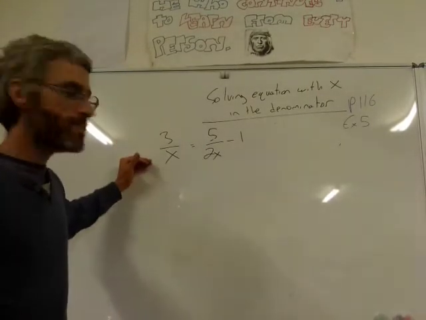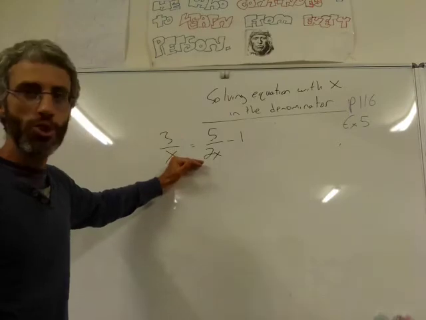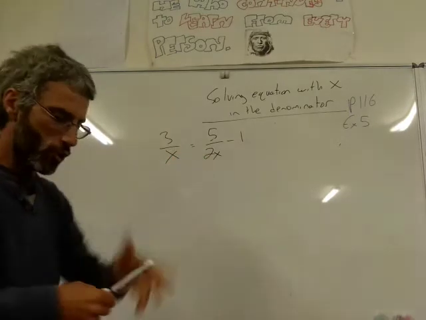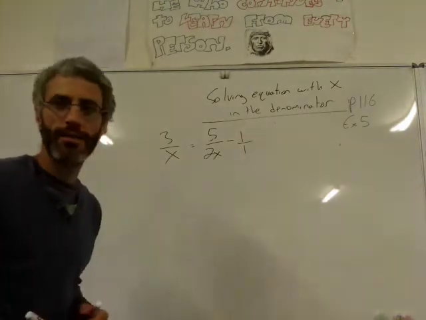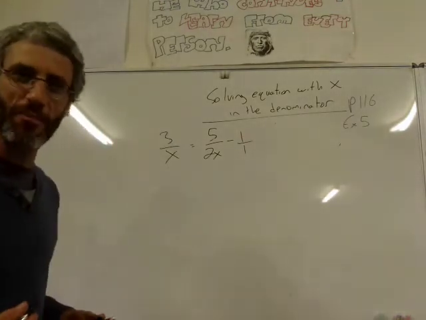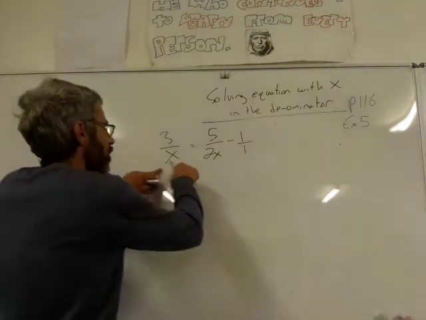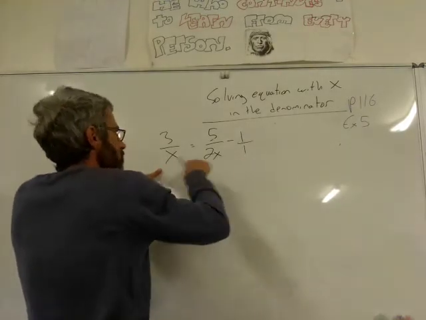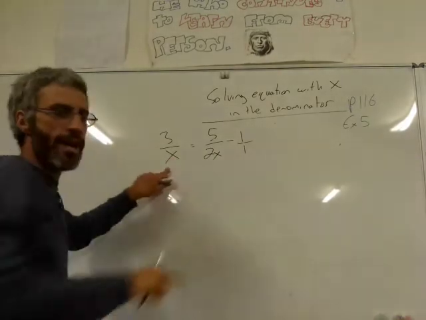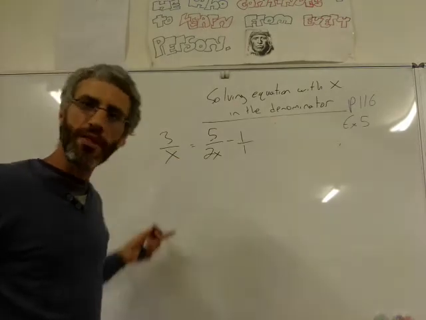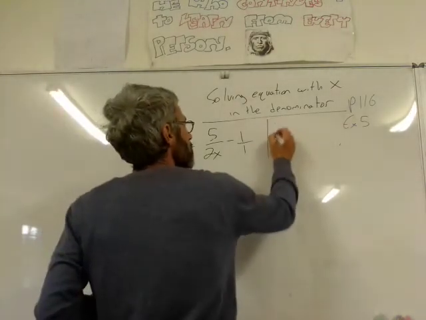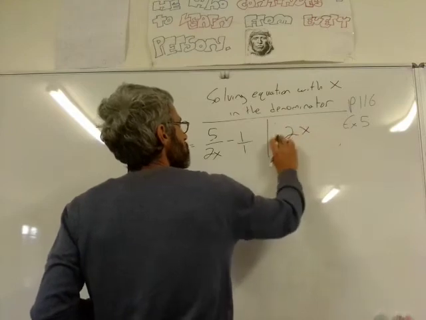3 over x equal 5 over 2x minus 1. Straight away, if you don't mind, I'm going to divide that 1 by 1. So, well, everything appears as a fraction. And then I look at these 3 numbers. What's the lowest common denominator? x, 2x, and 1x. In this case, it's going to be 2x. Everything fits into 2x. So I'm going to multiply everything by 2x.